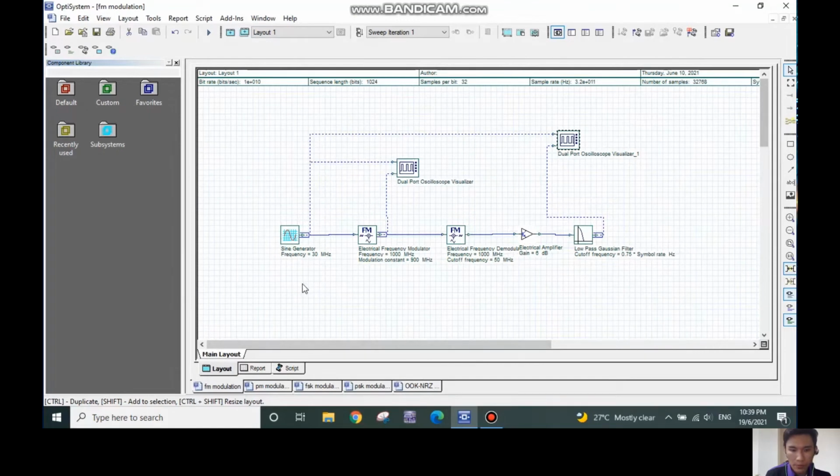Okay, first is the frequency modulation. So here I have a sine generator for the input, which is the message signal with 30 MHz, and I have an electrical frequency modulator, which is the carrier signal with a frequency of 1000 MHz. Okay, and here I put an electrical amplifier with 6 dB gain to amplify the output from the demodulator. Okay, and for your information, the carrier signal must be bigger than the message signal. Okay, now I will run the simulation.